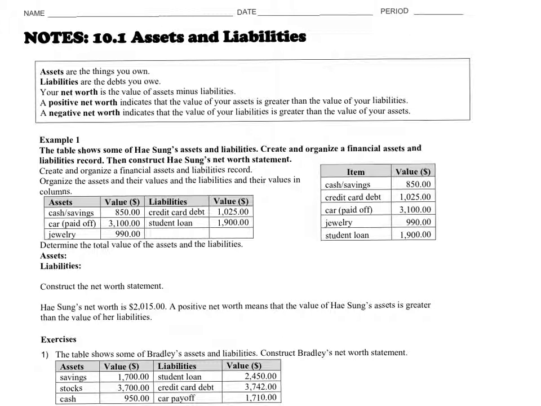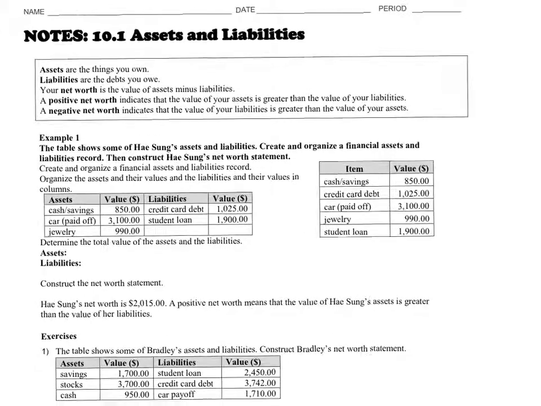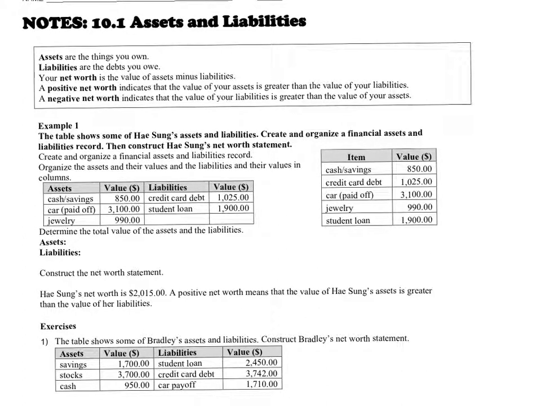So a positive net worth indicates the value of your assets is greater than the value of your liabilities. So that means you have more assets than liabilities. A negative net worth indicates the value of your liabilities is greater than the value of your assets. You really don't want a negative net worth. That's not very good. Does that make sense? You want to have positive things.